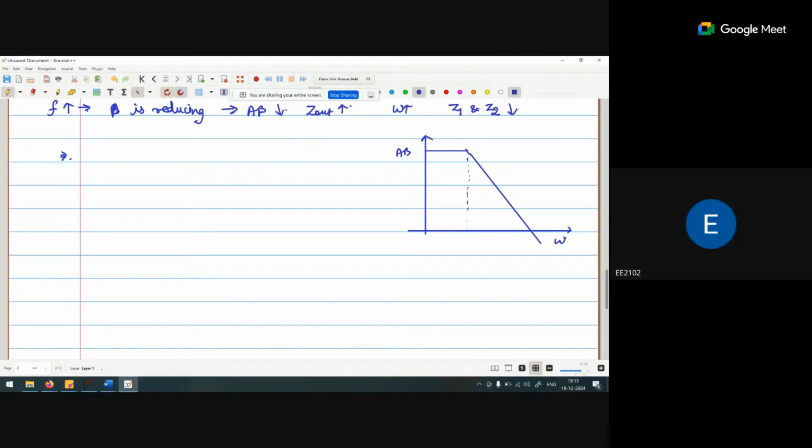Now, if the value of Z out increases, what is the effect? If I draw the curve of Z out, my Z out should be like that up to a certain frequency, and after that it starts increasing. Okay, so this is my Z out with respect to frequency, because A beta and Z out are inversely related. If A beta is reducing, Z out increases. If A beta is increasing, Z out reduces.